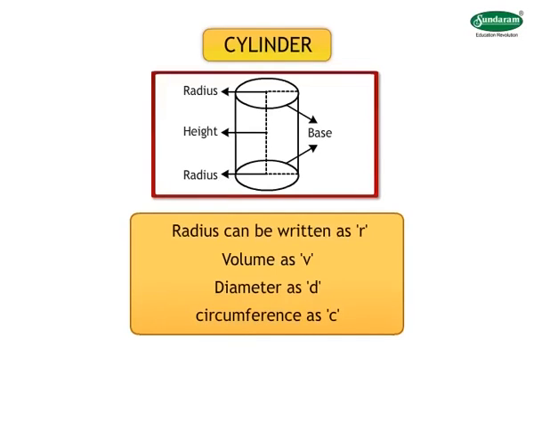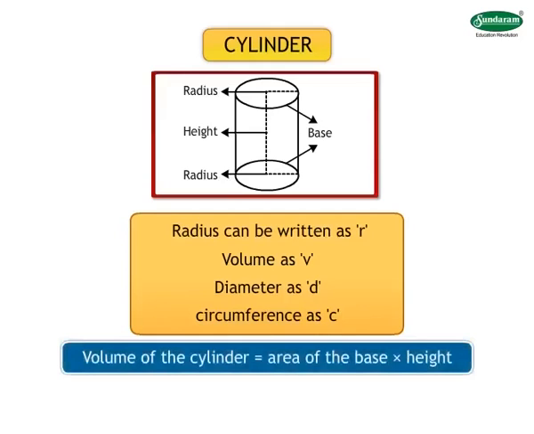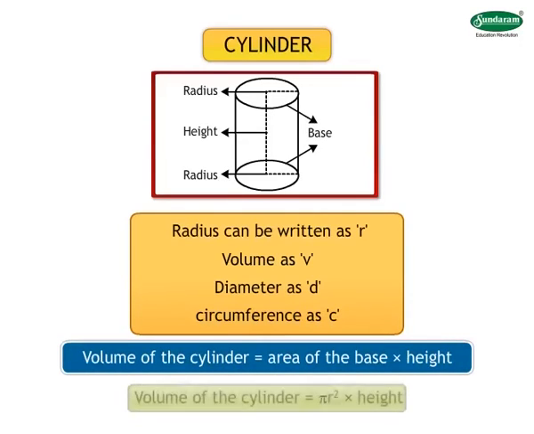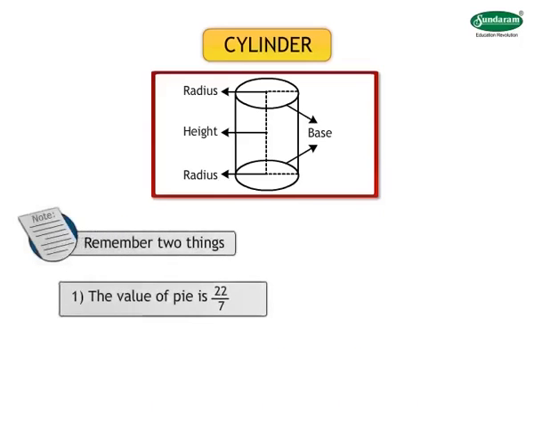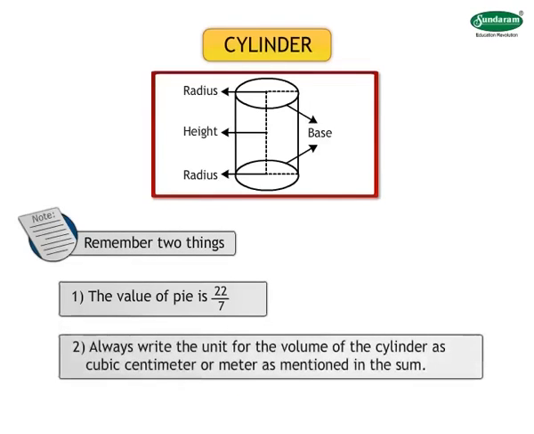The formula for the volume of the cylinder is area of the base into height. As the base of the cylinder is a circle, its area is pi r square. Hence, the volume of the cylinder is pi r square into height. Remember, first, the value of pi is 22 upon 7, and second, always write the unit for the volume of the cylinder as cubic centimeter or meter as mentioned in the sum.